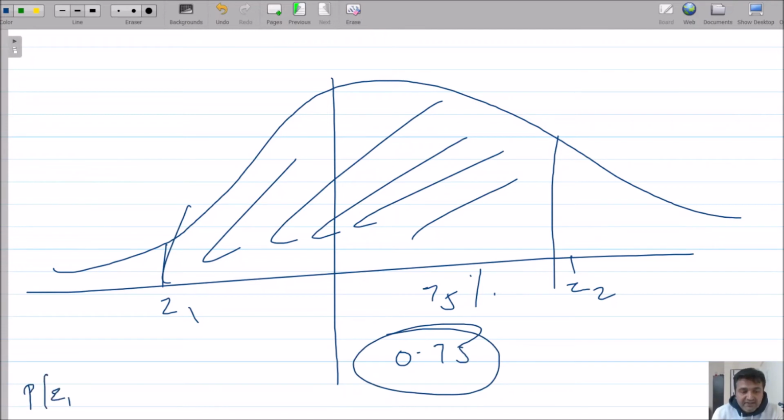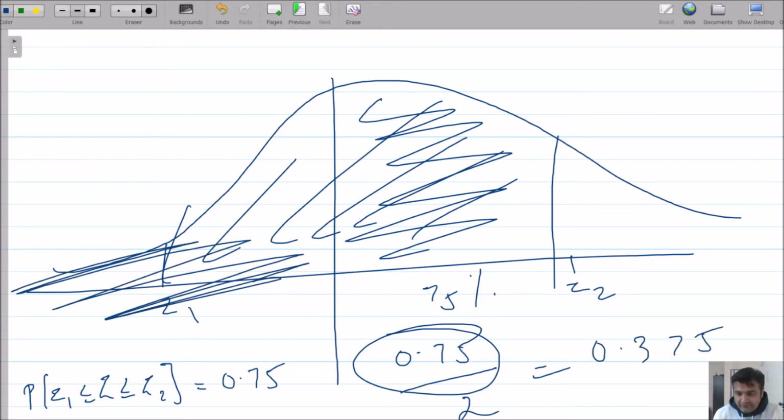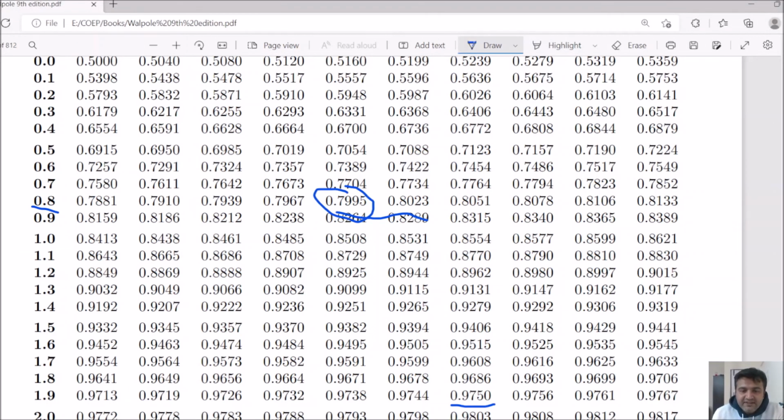So the probability that z1 is less than or equal to capital Z less than or equal to z2 is 0.75. We know that this is equally distributed, so you divide this by 2, which gives 0.375. And we know the area towards the left is half, so you add 0.5 to it and you get 0.875. Now in the table, look for 0.875. You can see this is the nearest one. Only 0.001 is missing. So it is 1.15.